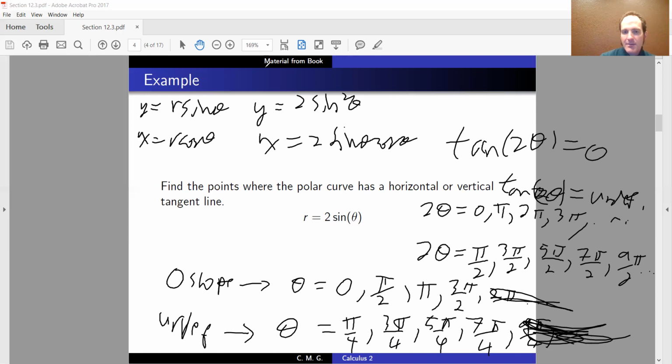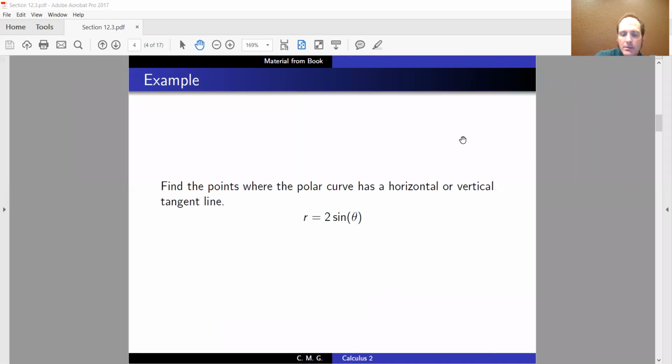Those are my angles where I have 0 slope or vertical tangent line. So 0 slope are the horizontal tangent lines, and vertical tangent lines are where they're undefined slope. And so that's where we're looking. Okay, cool.